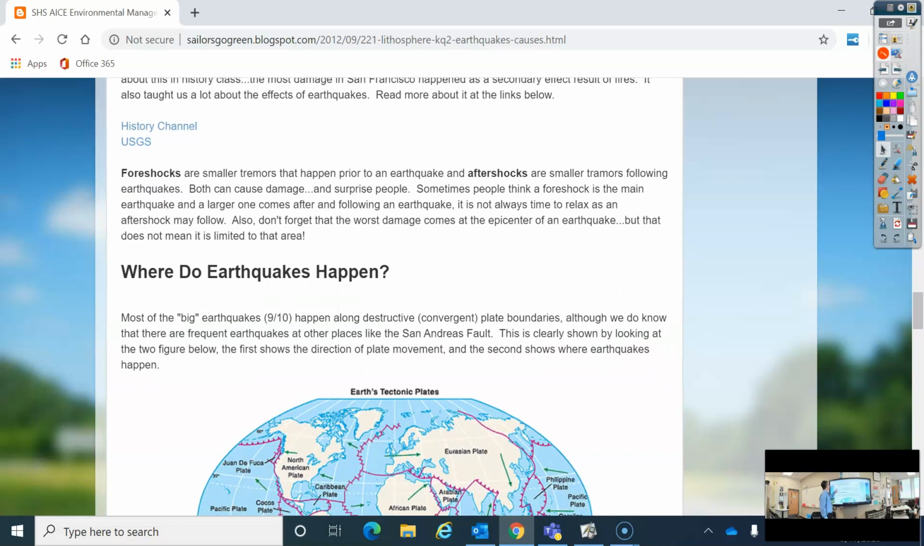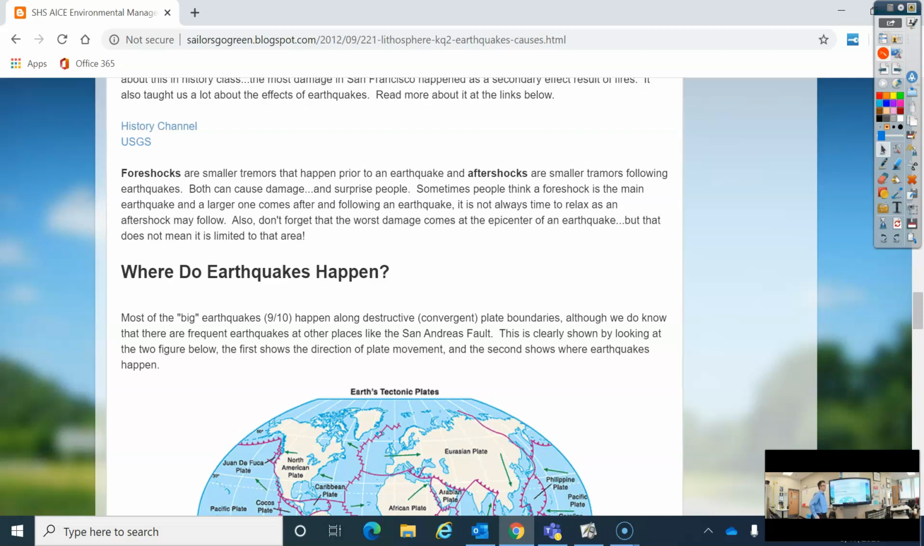All right, so foreshocks. Another thing about earthquakes are foreshocks. These are small tremors that happen prior to an earthquake, and aftershocks are smaller tremors following earthquakes. Both can cause damage and surprise people. Some people might think a foreshock was the earthquake, and then the big one comes. Some people may think the earthquake's totally over, and then an aftershock comes.